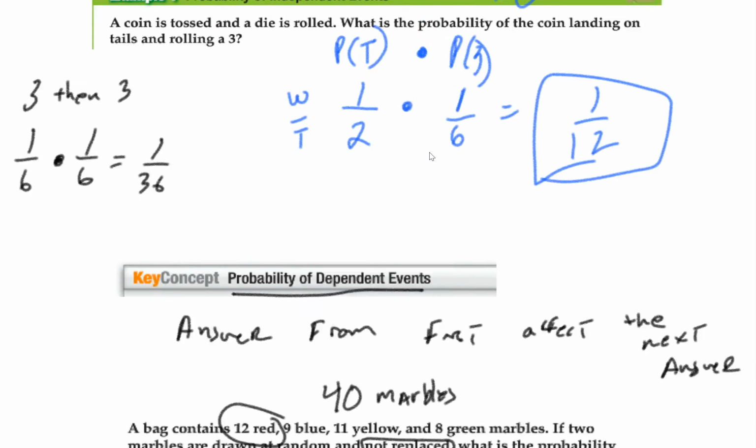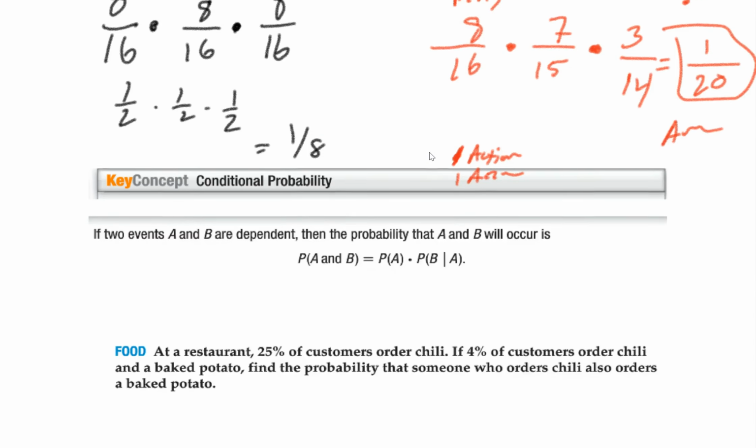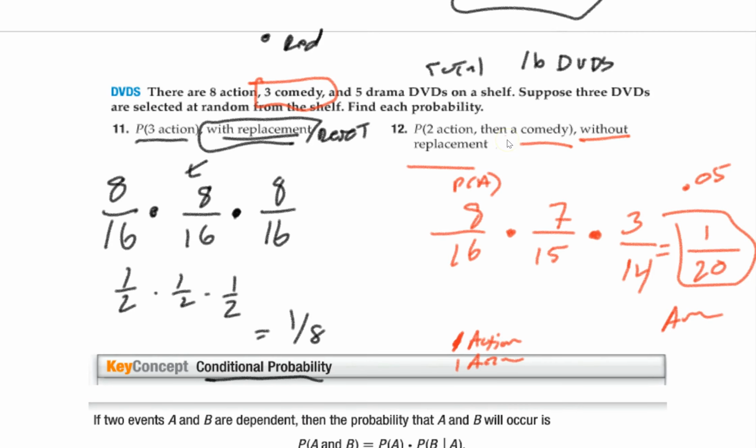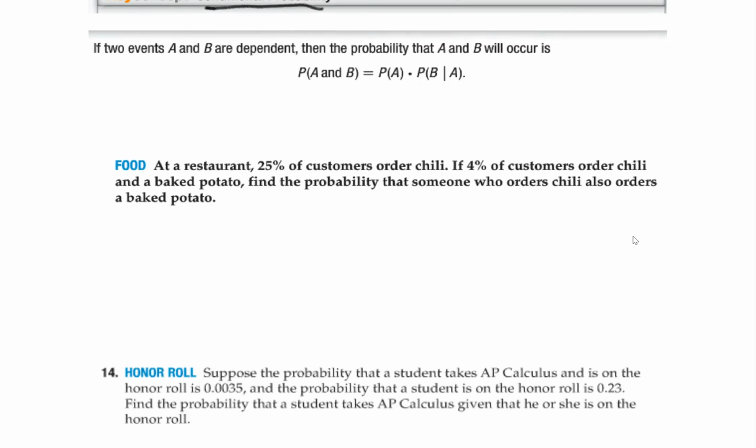Now the next we're going to do is a little more complicated than that. And that's called conditional probability. Conditional probability is all about if something happened, what's the odds of something else happening? So conditional. If A occurs, what's the probability B occurs? So over here, if I said on the first 2 tries I got action, what's the probability on the third I'm going to get a comedy? So the answer to that would be 3 out of 14, because the first 2 times I got action. So now there's only 14 DVDs left, and odds of getting a comedy, 3 out of 14. That's the idea of conditional probability.